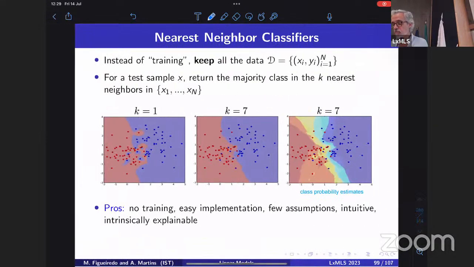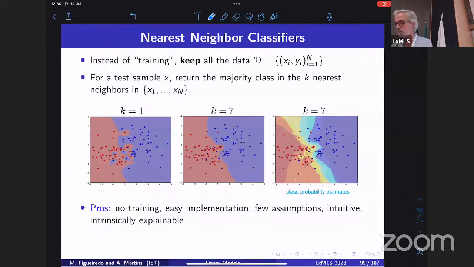What are the pros and cons? Pros: no training, no algorithms, no optimization, nothing. It's just stored data. Of course, it's easy to implement, very few assumptions, it's very intuitive. It's intrinsically explainable, and explainability for machine learning is a very hot topic. Why did the machine make that decision? Here it's intrinsically explainable because the seven closest examples are these. That's it. It's also very closely connected to the way we reason. We reason a lot by example. When you meet someone, you immediately say, this guy looks like this other guy I met, so he's probably going to say this and that. We use a lot of nearest neighbor reasoning.